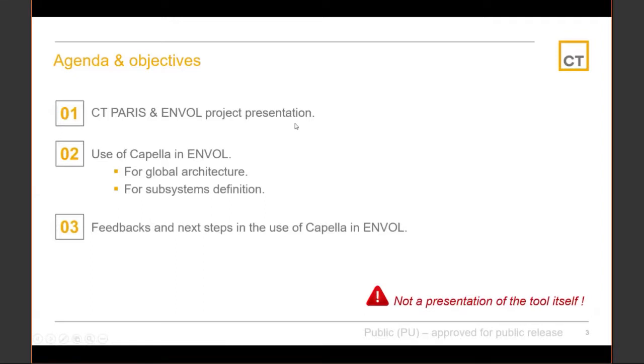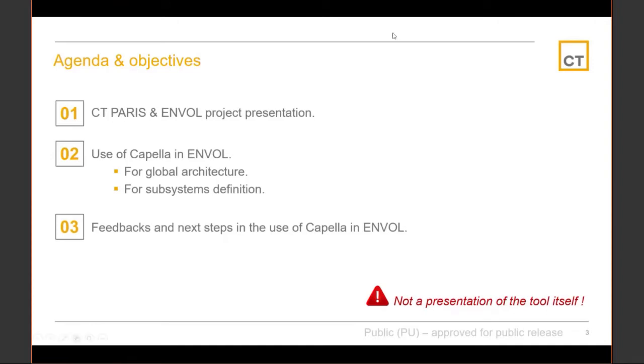This webinar will have three main sections. First, I will present the context: the company, why we use MBSE, and what the ENVOL project is. Then there will be a much larger section on the several uses that we made of Capella in the project, for different phases, for global architecture, and then for more detailed design for subsystem definitions.